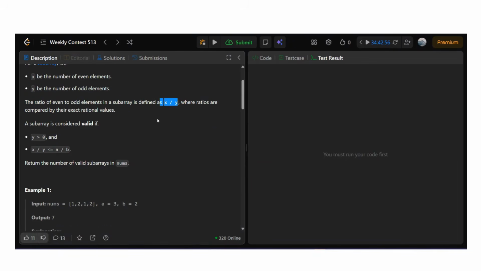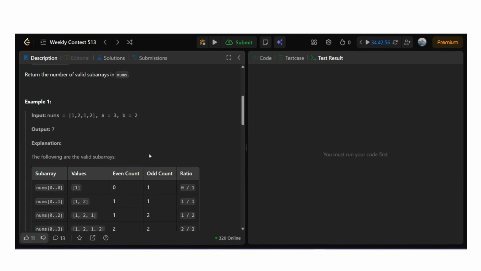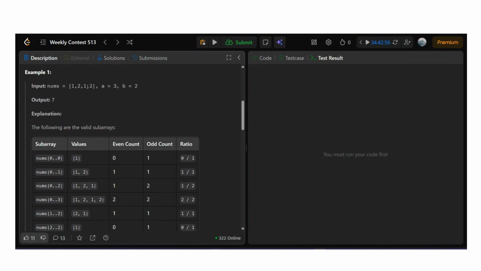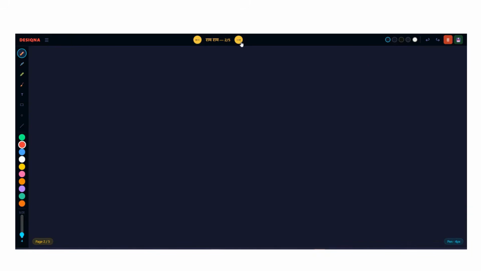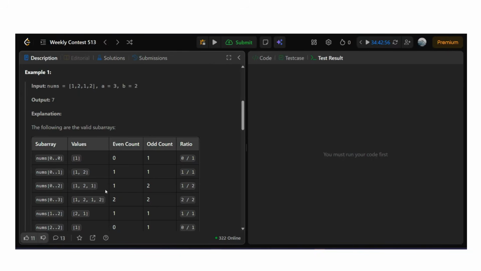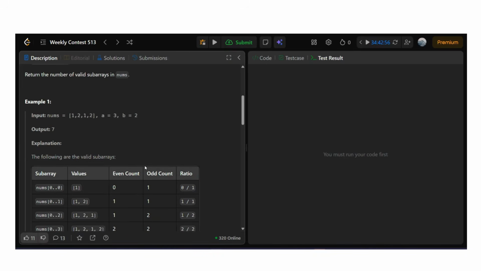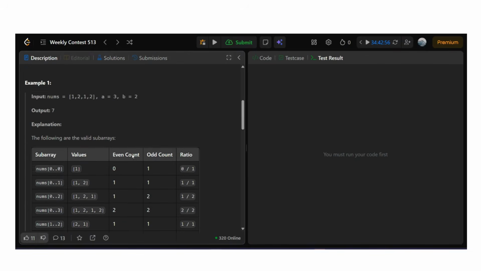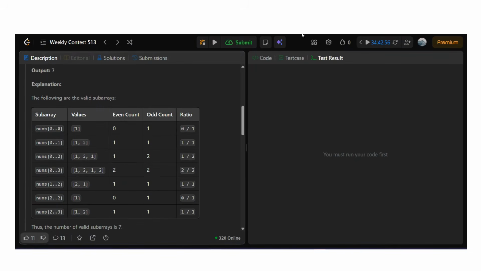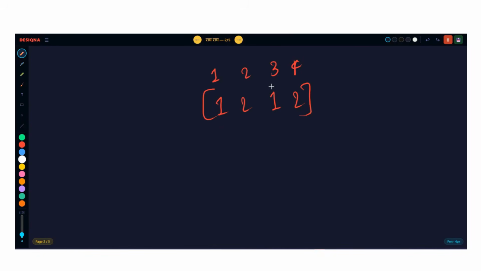How do you know if the subarray is good or bad? Let's take an example. 1 2 1 2, and we will take one based indexing. There are many good subarrays, but let's take any subarray which is given here. You want the ratio to be less than equal to 3 by 2. Okay, let's take this subarray.